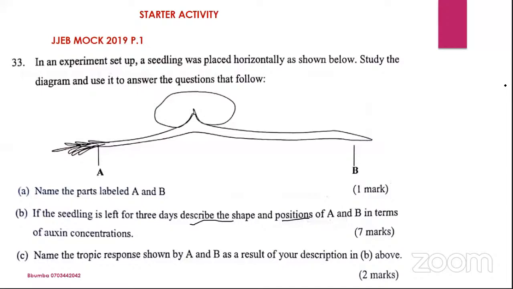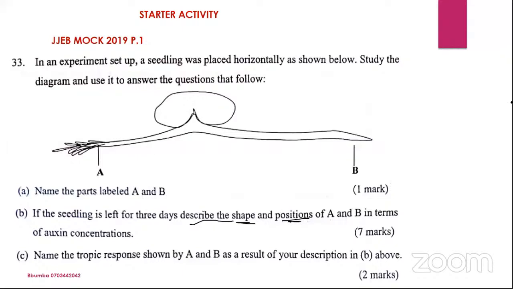Yes, Faith. I think in A, the auxins are going to be distributed downwards, so they are going to cause it to grow this side, bending upwards, leading to the shoot. That's all. Okay, thank you. So describing the shape and position, yes, it is bending upward. If the seedling is there for 3 days, describe the shape and position of A. So it's going to be bending upward.